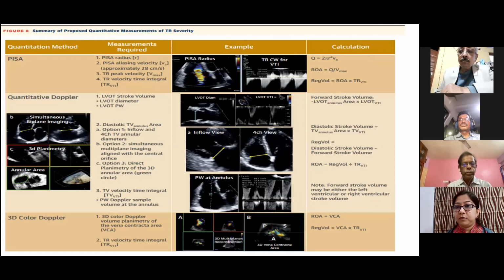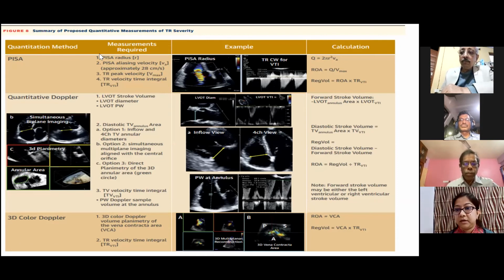Then from the flow, 2 pi r square by aliasing velocity VA, in which r is the radius of the PISA. Then the regurgitant orifice by Q divided by the Vmax. Now, by regurgitant volume attachment, we can go by regurgitant orifice area into the TR-VTI. By assessing it, we can get the regurgitant volume.